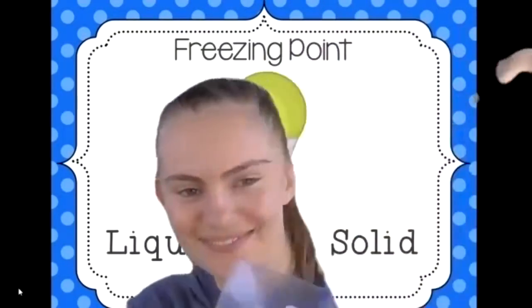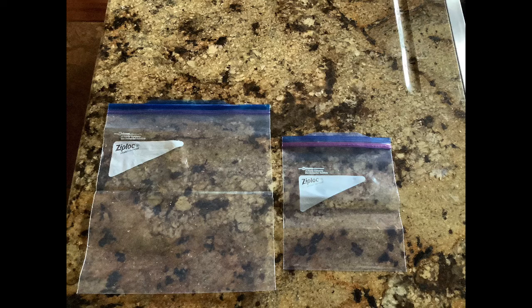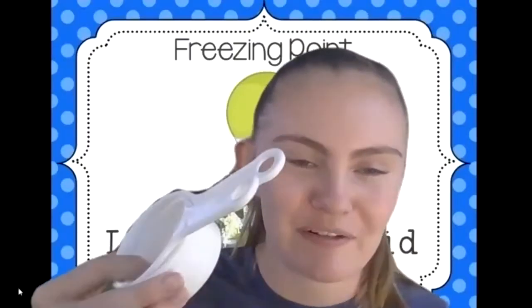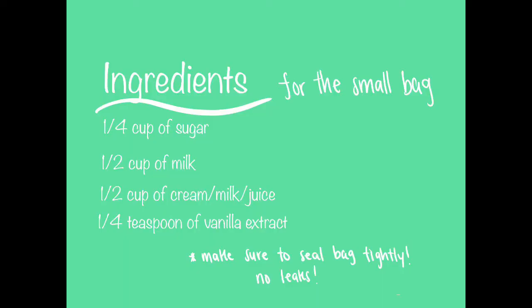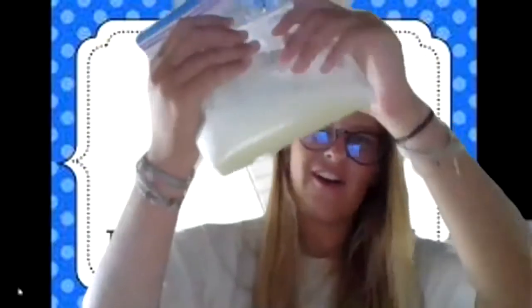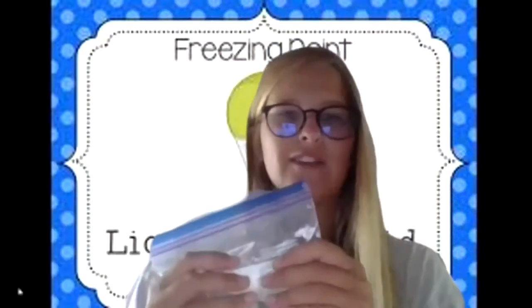We will also need one big Ziploc bag, and one small Ziploc bag, in addition to some measuring cups so that you can measure out your amount. So our first step is going to be adding 1/4 cup of sugar, 1/2 cup of milk, and 1/2 cup of cream, or another 1/2 cup of milk, and 1/4 teaspoon of vanilla to the small Ziploc bag. All right, now we have our bags with our milk and cream and vanilla extract.